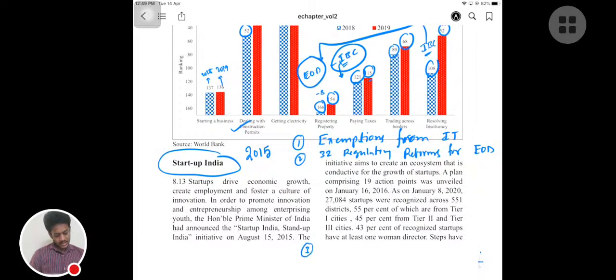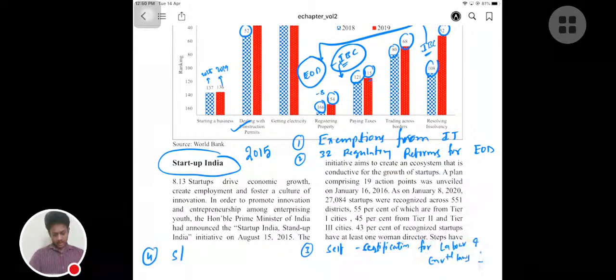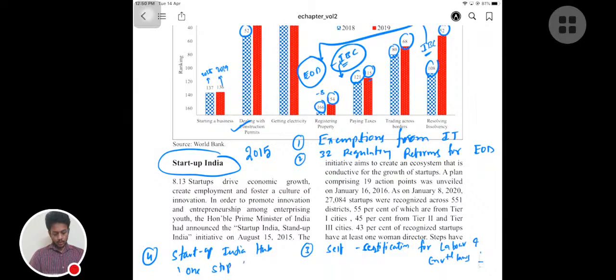That is your self-certification for labor and environmental laws, right? And there is also a fourth one, that is called Startup India Hub, as one-stop shop for the startup ecosystem. This is the fourth one, Startup India Hub, one-stop shop. So this is the slogan for it.